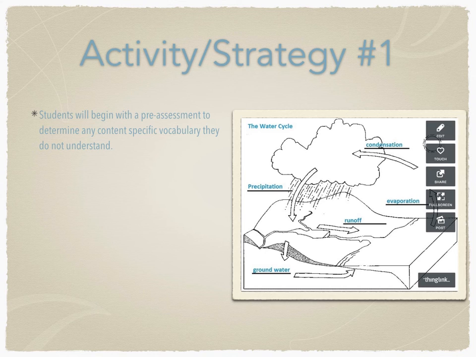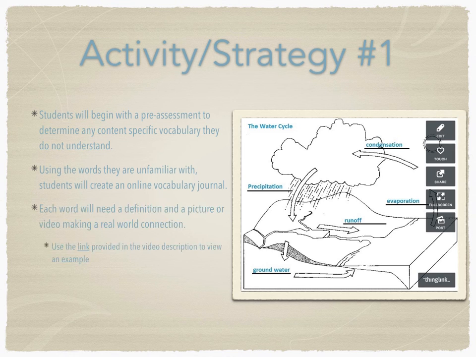Activity strategy number 1. Students will begin with a pre-assessment to determine any content-specific vocabulary they do not understand. Using the words they are unfamiliar with, students will create an online vocabulary journal. Each word will need a definition and a picture or video, making a real-world connection. Use the link provided in the video description to view an example. The journals will be shared with the class and available to all students throughout the unit.